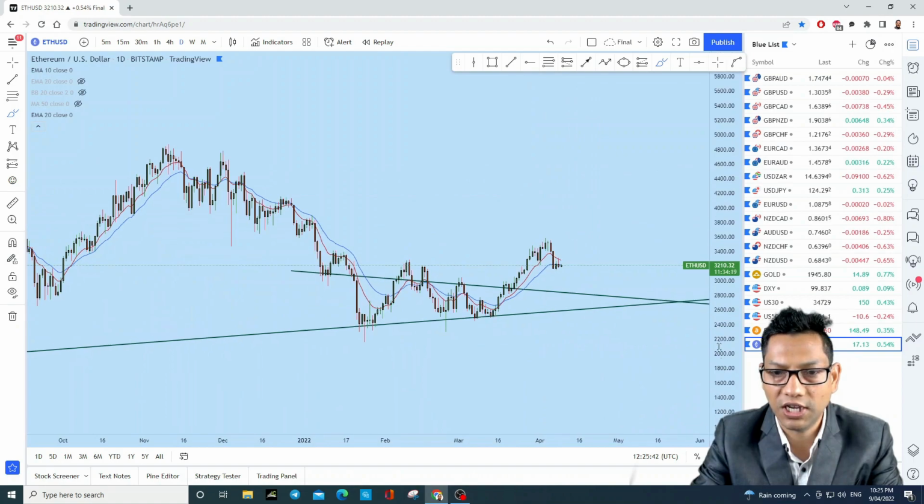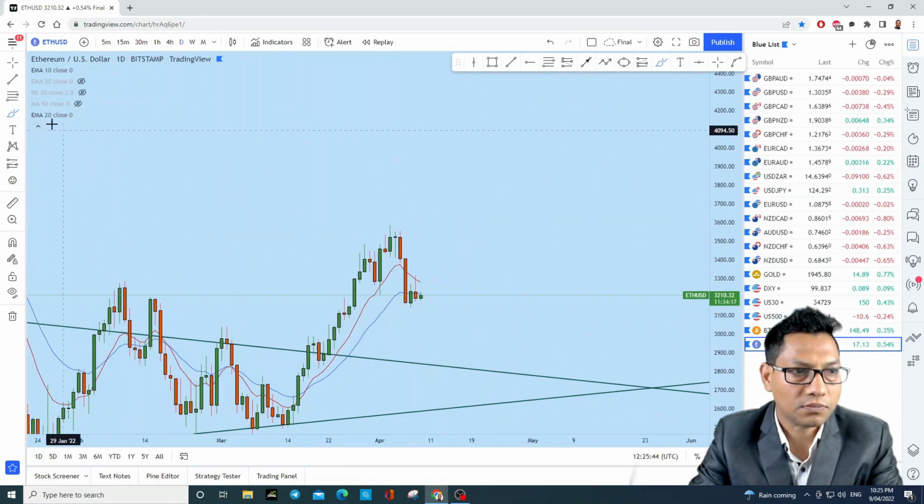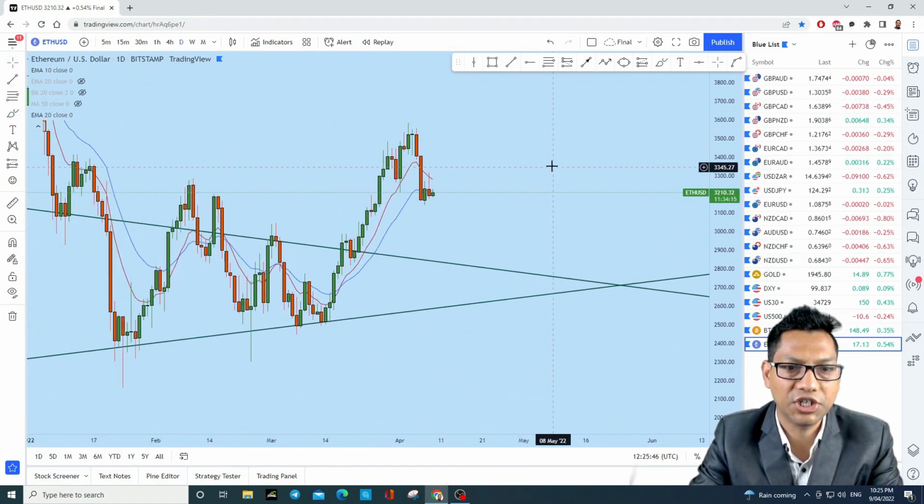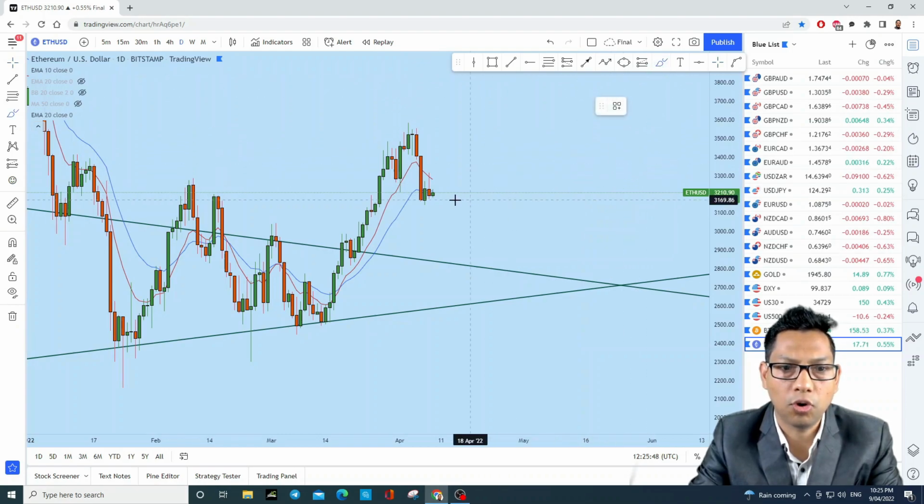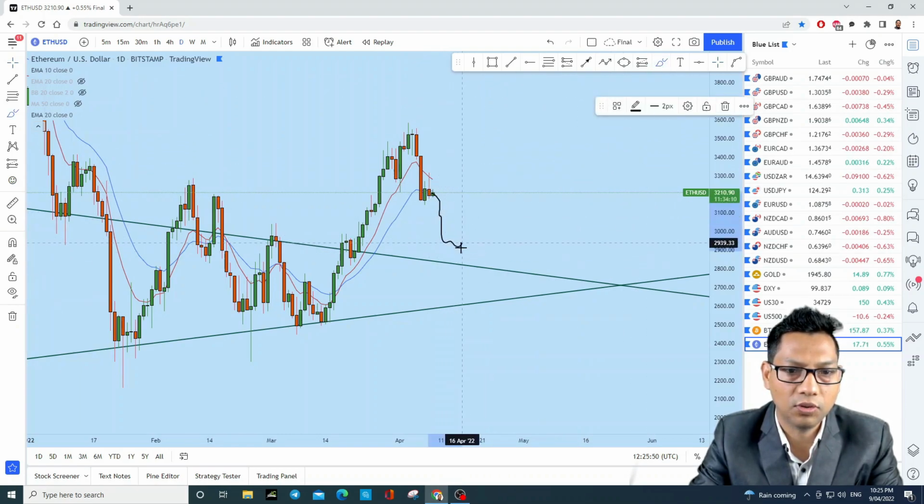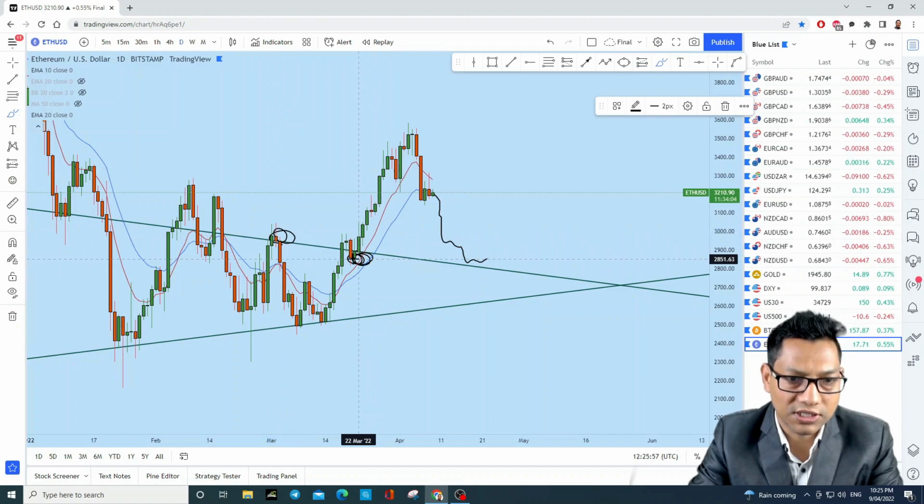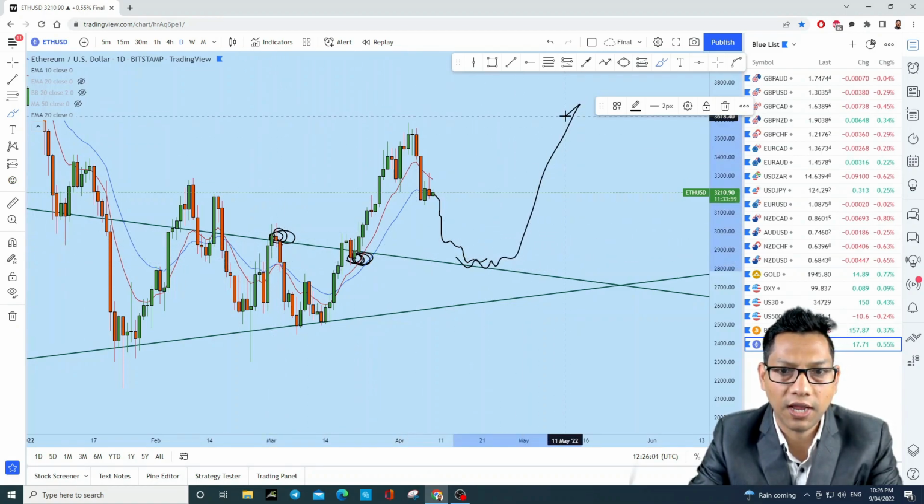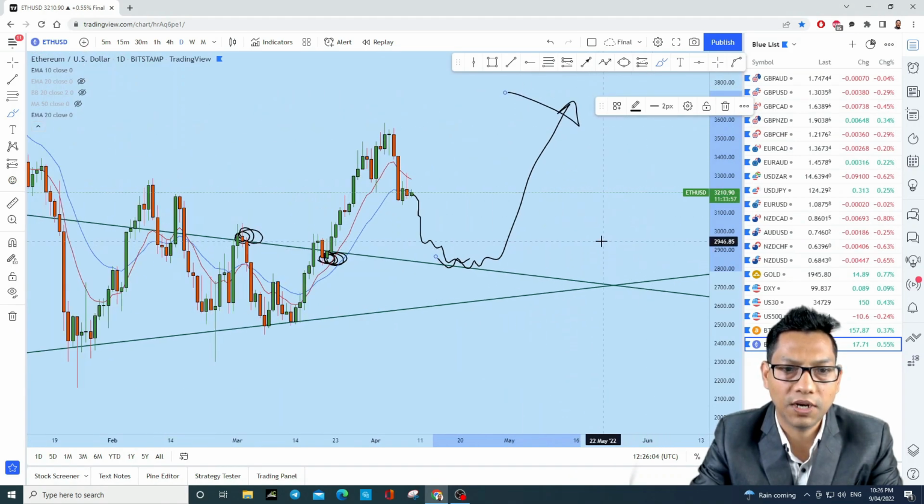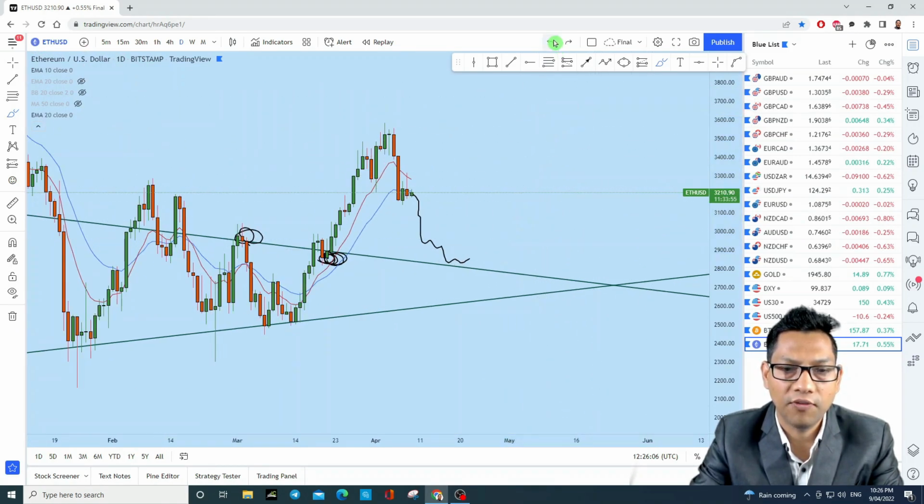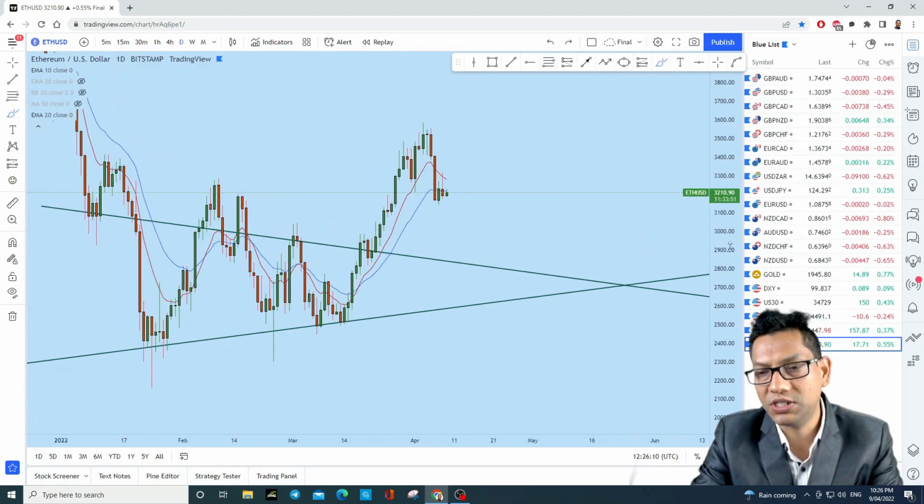If we see the daily, this is also a bearish price action, and I think it will drop further down to this level to test this support here, resistance. So this is support here, resistance here, and we might see it tested as a support and might create a bullish structure from here. So this is the situation with Ethereum USD, same as BTC USD.